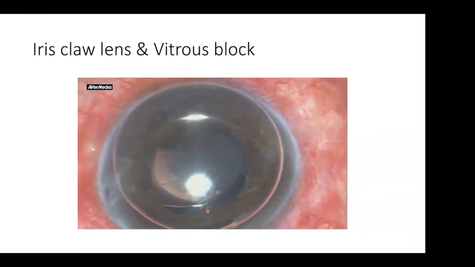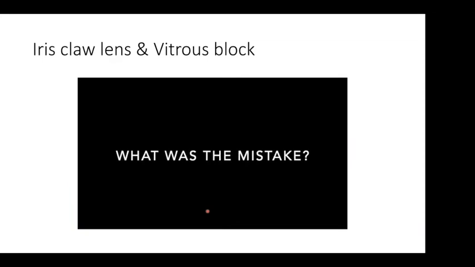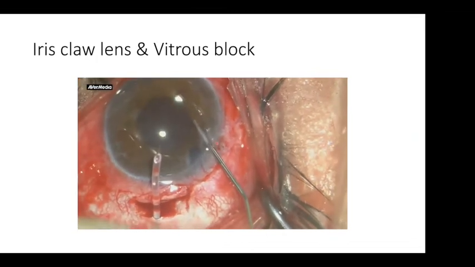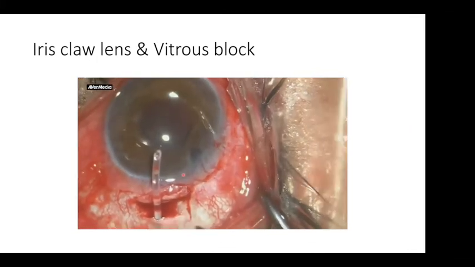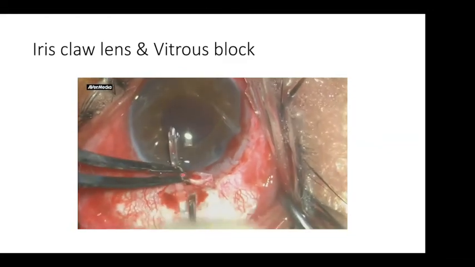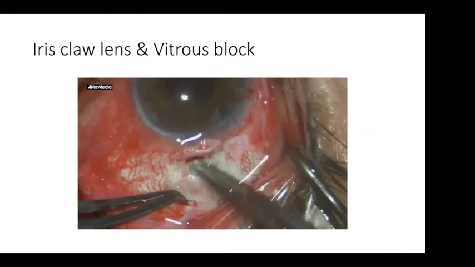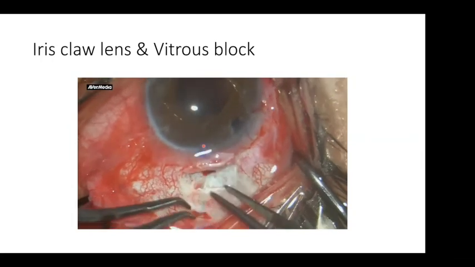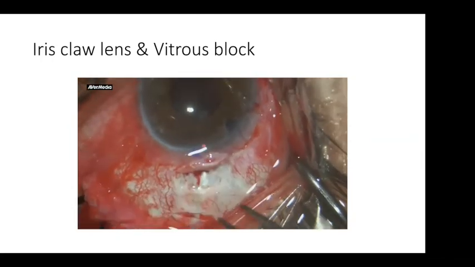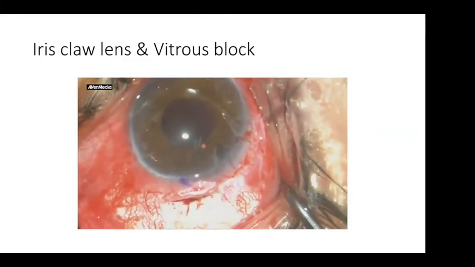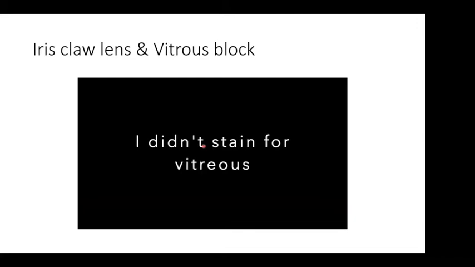Then I'll show you the first operation. What was the mistake? And that was months ago. At the time of placing the implant, I'm putting Healon, and Healon would push the vitreous, and then I'm placing the tube through the ciliary sulcus behind the iris claw lens. And I did not realize that there was vitreous obstructing the tube, or I thought that the patient had enough anterior vitrectomy before, so I did not stain, and that was the mistake.